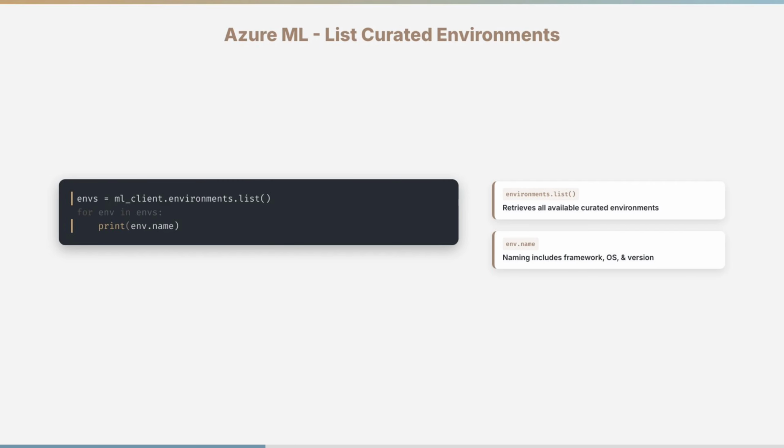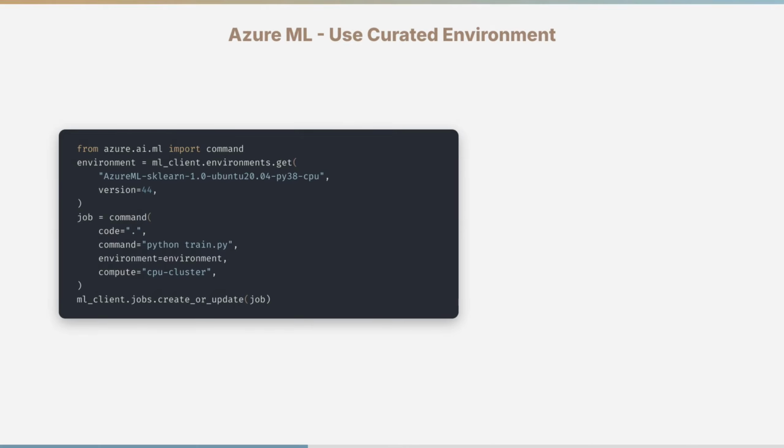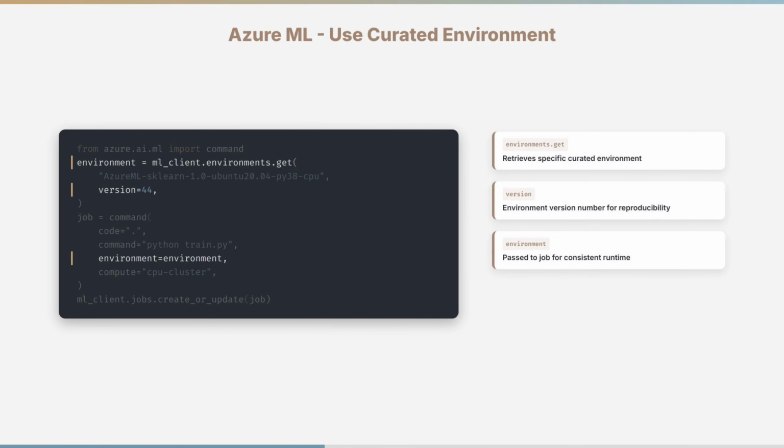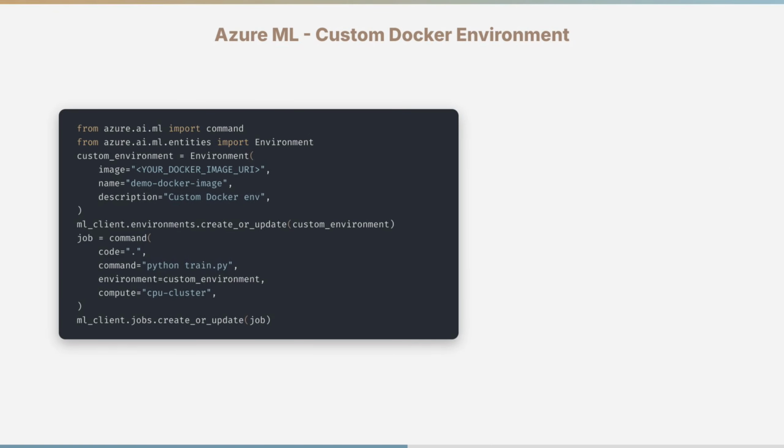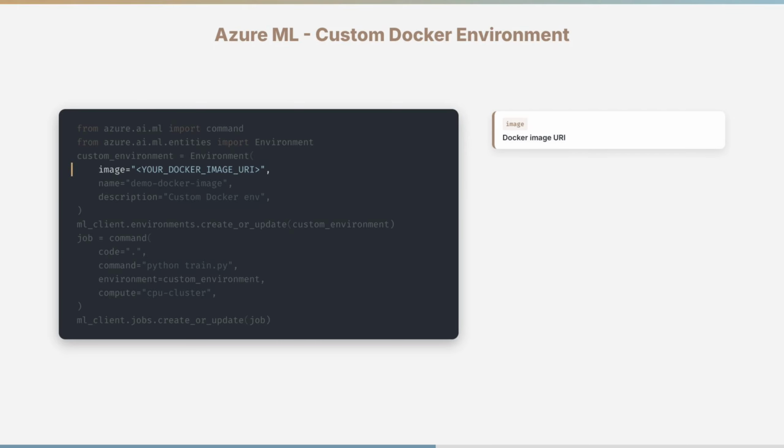They generally follow a naming convention that includes the framework name, version, operating system, Python version, and compute target, CPU or GPU. To run a training job in a curated environment, we create an environment object by referencing its name and version, then pass it as a job parameter. Azure ML also supports custom environments from a Docker image by providing the Docker image URI.